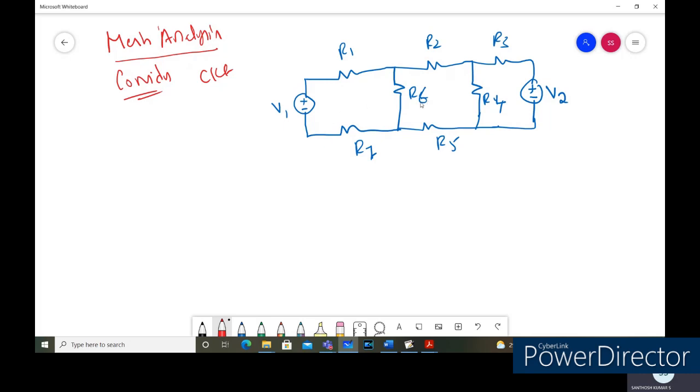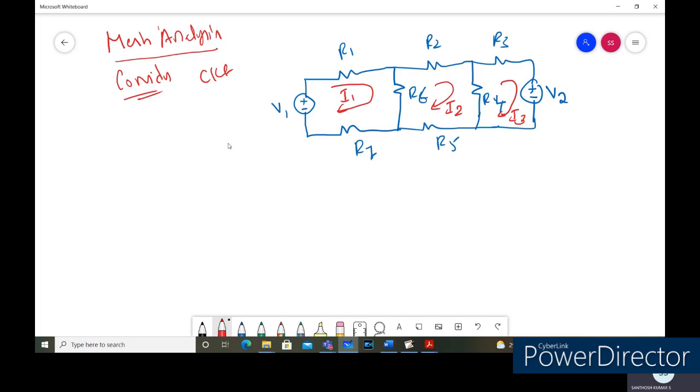Assume that we need to find the currents in each mesh. This forms one mesh, this forms another mesh, and this forms another mesh. The current in each mesh we are going to call a mesh current, so this is called mesh current analysis. There are three meshes, so we have three mesh currents, I1, I2, and I3.